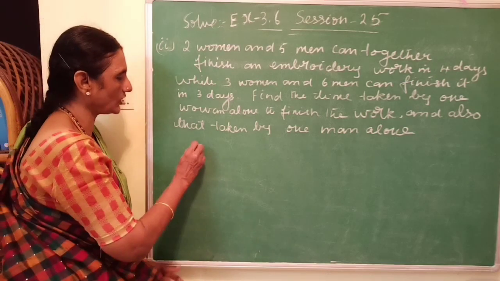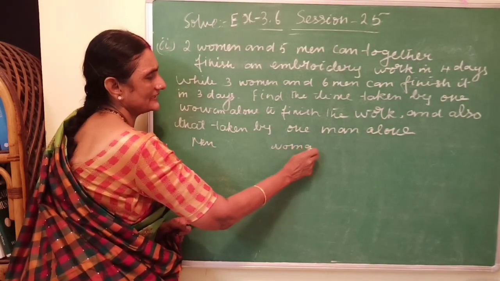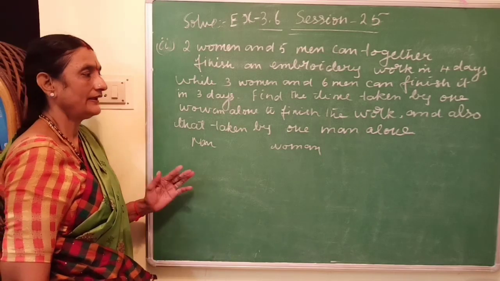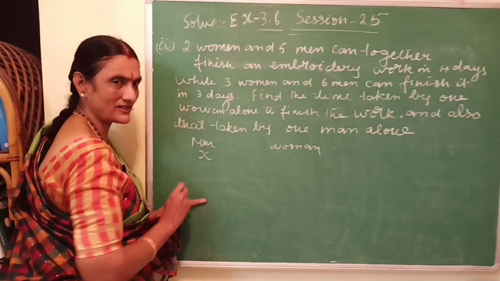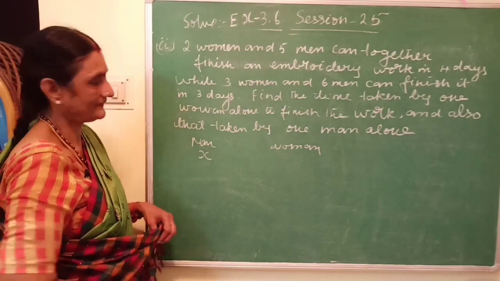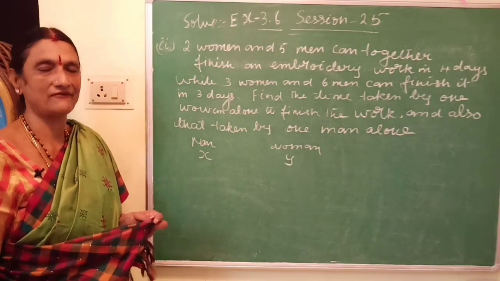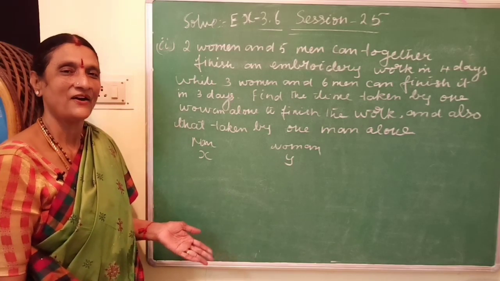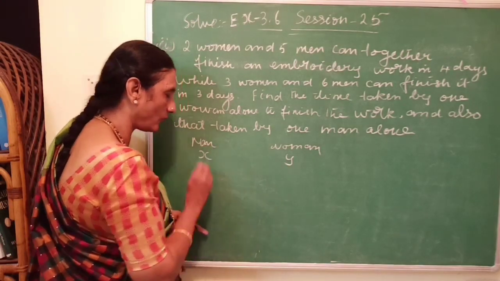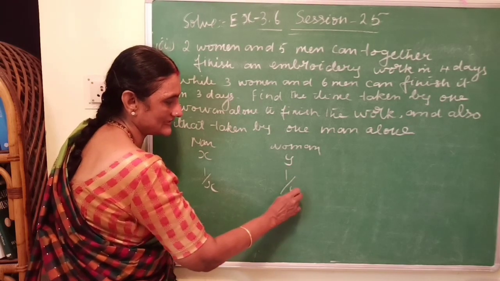Now here you should have 2 columns, one for man and one for woman. You can use the singular only. Now here X and Y: we can take X as the time taken by a man to finish the work, in number of days; it can be hours, but in this sum it is given as days. Therefore X days the man can finish the work and the woman can finish the work in Y days. If that is the case, what is the work done in 1 day? Can you calculate? Work done in 1 day by 1 man is 1 by X. Work done by 1 woman in 1 day is 1 by Y.